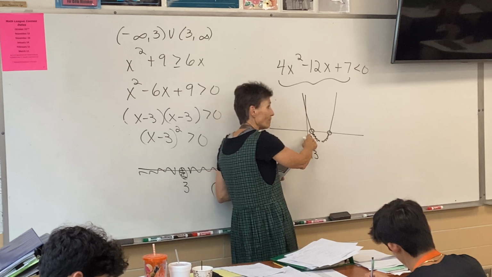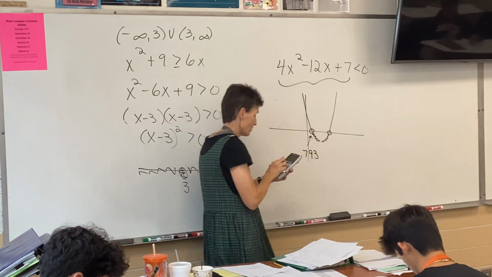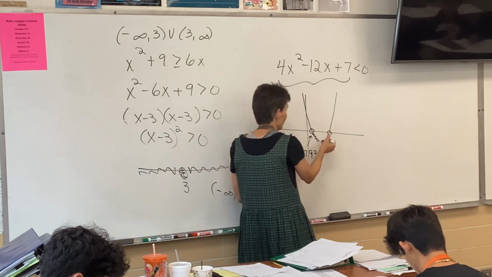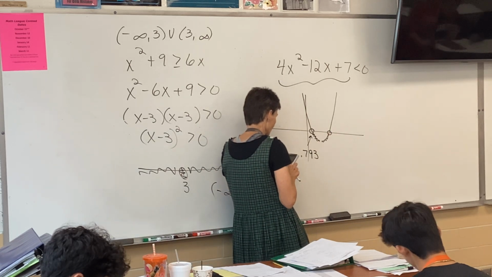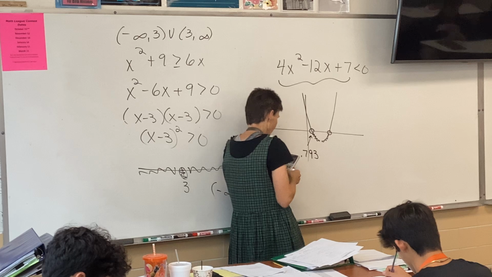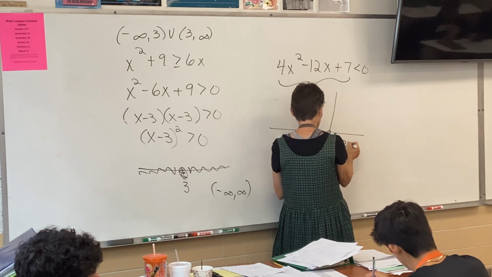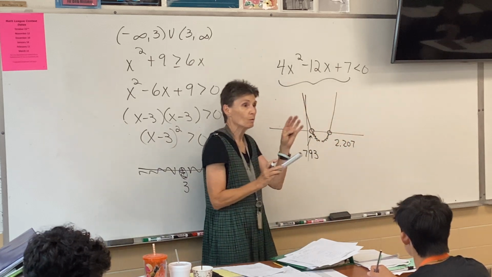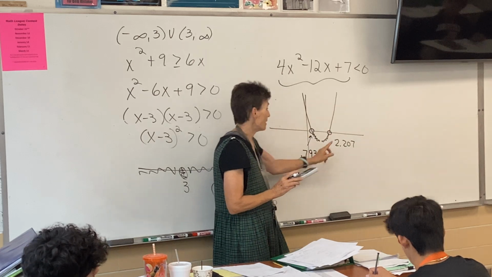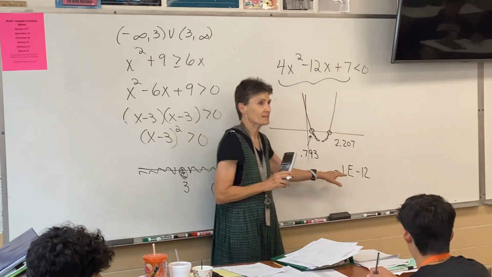So one boundary of our shading is 0.793. All right, let's find the other one. So second calc, zero. Now my left bound needs to be over here somewhere, and my right bound's up here somewhere. Yeah, what'd you get for that one? 2.207. Oh, I want to say something. I don't know whether your calculator did this or not, but mine says x equals this, and then it says y equals this. Does anybody else say that or just mine?